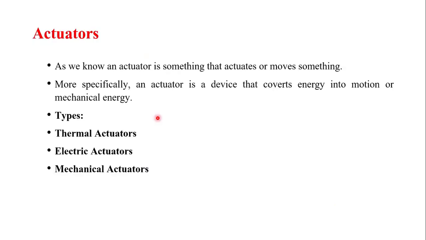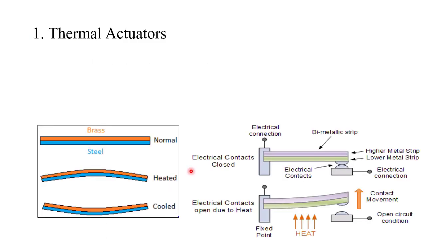Then the actuators. As we know, an actuator is something that actuates or moves, meaning anything which can give you a physical movement is called your actuator. It converts energy into motion or mechanical energy. As I told you, it needs some energy which will be converted into motion or mechanical energy, and that is called your actuator. There are three types of actuator, as you can see here: the thermal actuator, electric actuator, and mechanical actuator. We'll discuss in detail the thermal actuators.